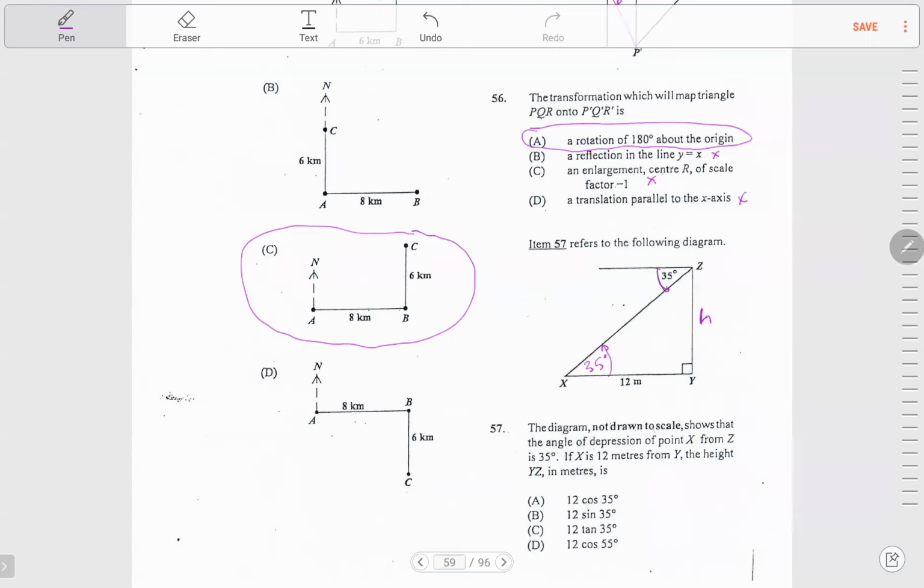All right. So opposite and adjacent is tan. So you're going to get tan 35 equals the opposite over the adjacent of 12. Multiply the 12 up here, we get h equals 12 tan of 35 degrees. So the answer is this one, C. All right, what is that? Moving down.